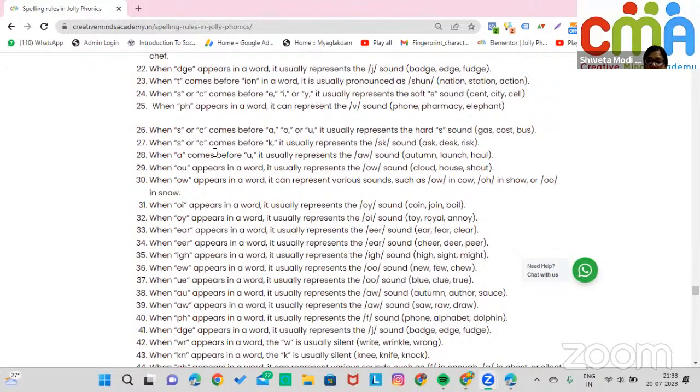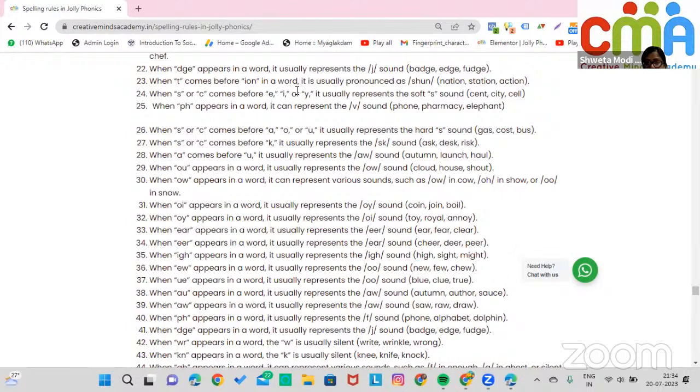IGH we have done. IGH is again a trigraph which makes I sound, and we say that GH is a ghost and it disappears. So it is silent and only I says I. This is something very easy for the child to remember: when you find IGH, there is no other sound, only I sound. IGH can never give any other sound, because GH is always silent.